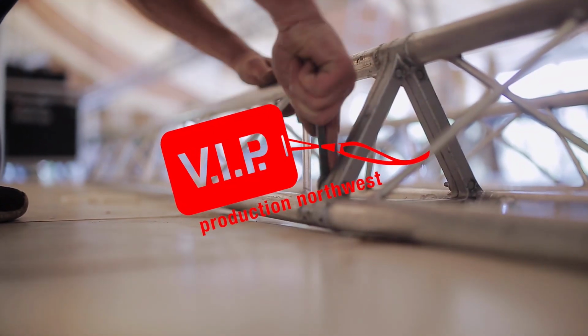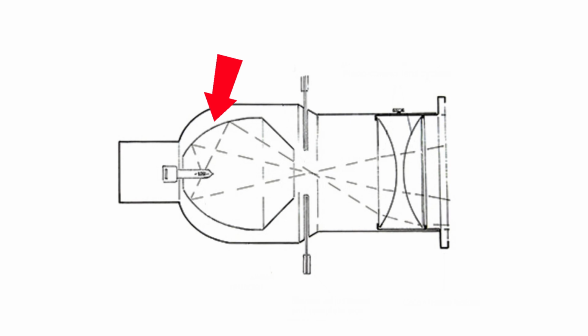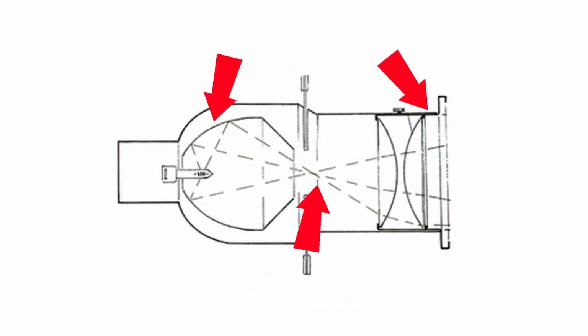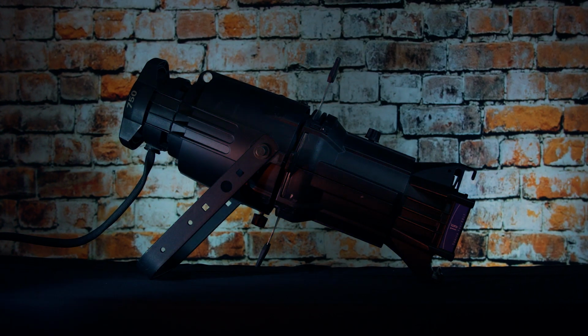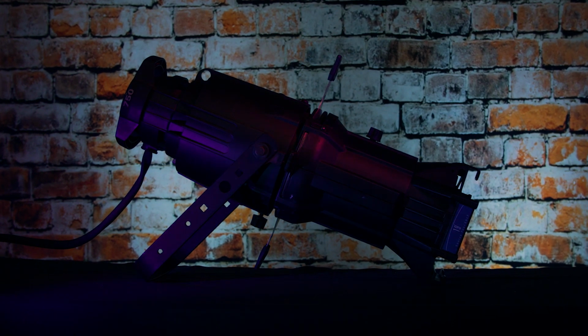In this episode, we're talking everything about Lekos. A Leko is a fixture that uses an ellipsoidal reflector to reflect the light through the lens tube to focus the light. They're most commonly used in theatrical applications to achieve specific lighting. Today we've got a Source 4, however the internals are consistent across the board for all Leko style fixtures.